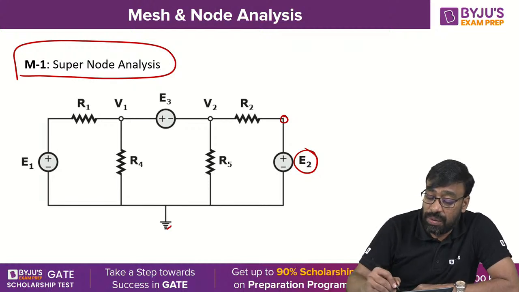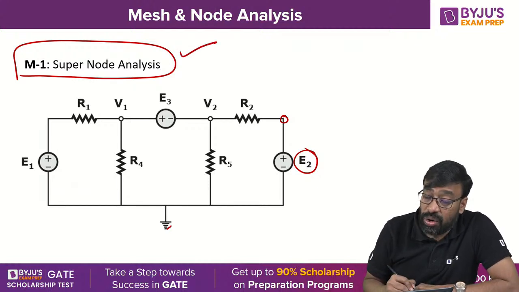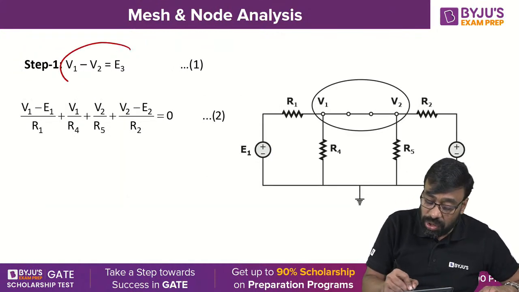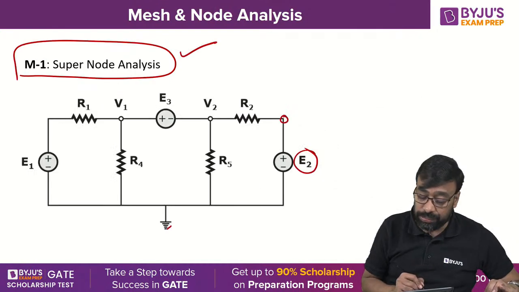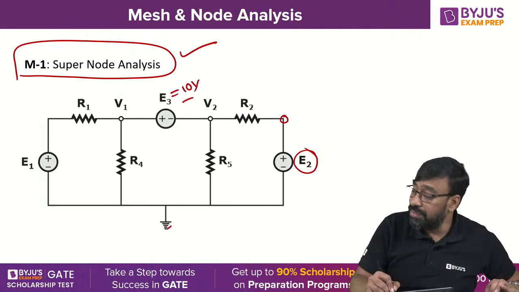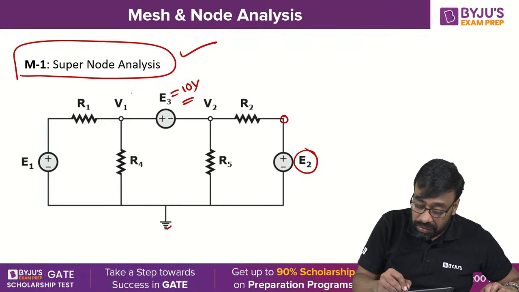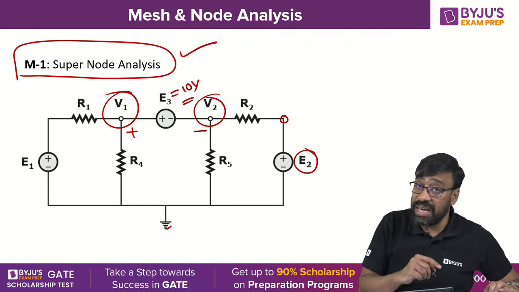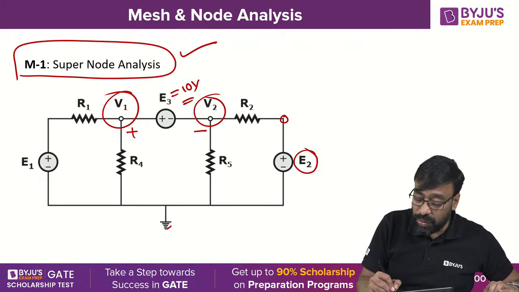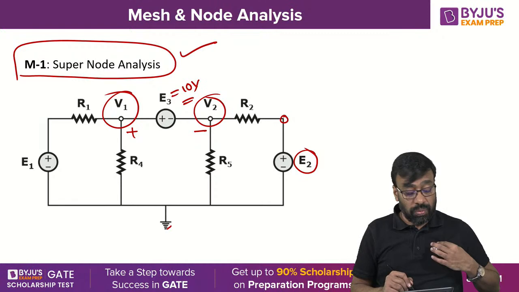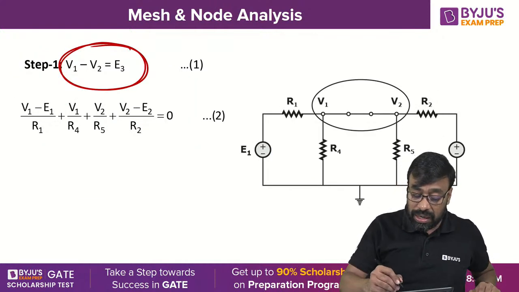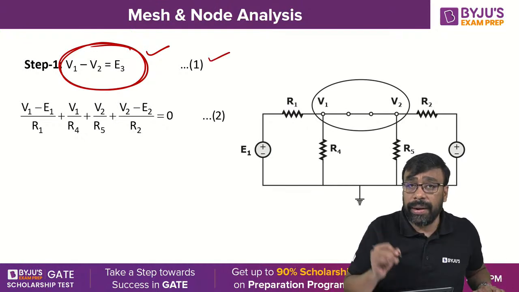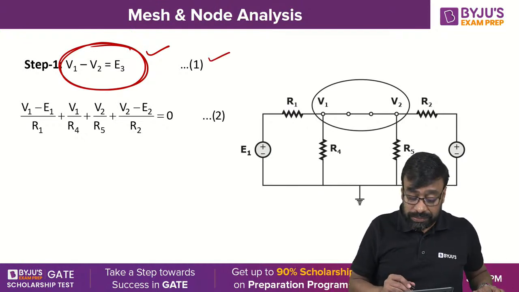For that reason you are applying the supernode analysis here. According to supernode analysis, the first step is that you express the node voltage in terms of the voltage source value. This value is a known value, some 10 volts, let us say. V1 minus V2 will give you the plus-minus polarities because V1 is higher, and E3 also has the same polarities. Therefore, V1 minus V2 is equal to plus 10 volts, so V1 minus V2 is equal to E3. You call it equation 1.